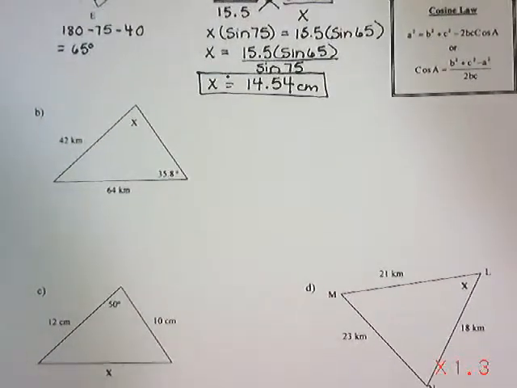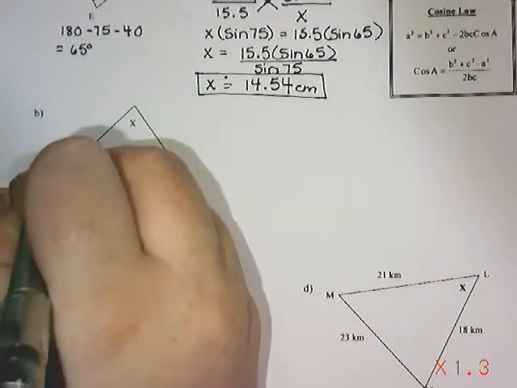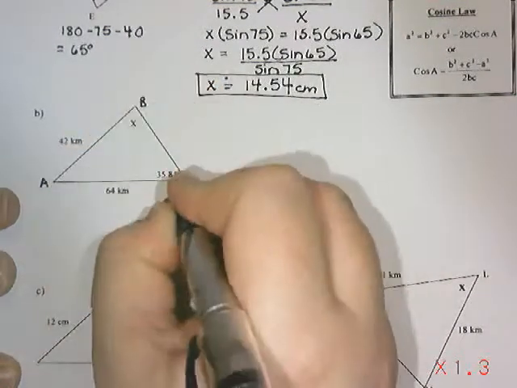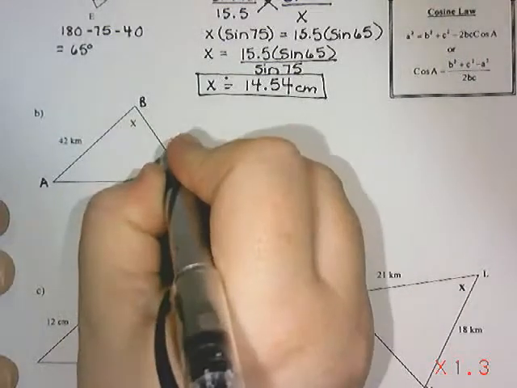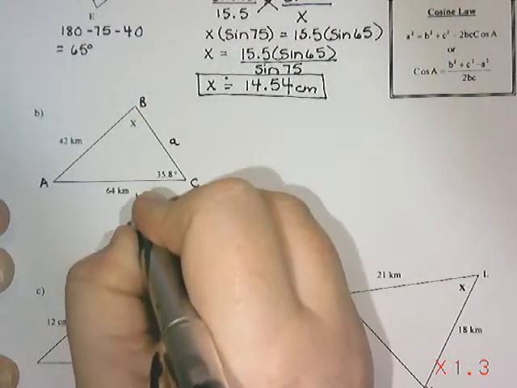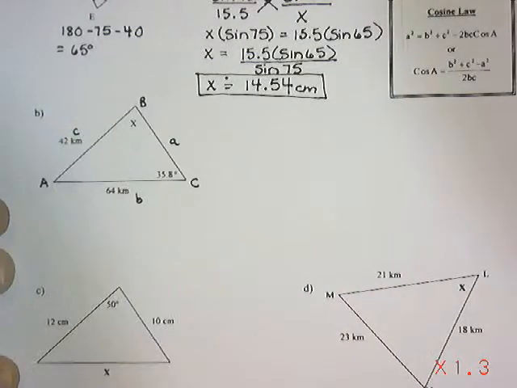In this triangle, it doesn't have any letters, so you can actually call it anything you like. You can do ABC, you can do PQR, it doesn't really matter. I like to stick with A, B, and C. So I'm going to call this ABC, and this is going to be side A, side B, side C.